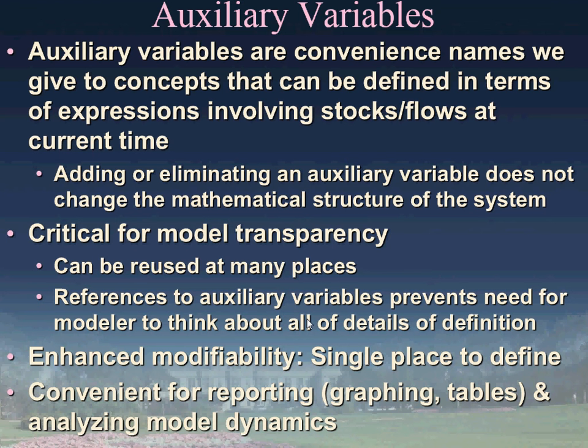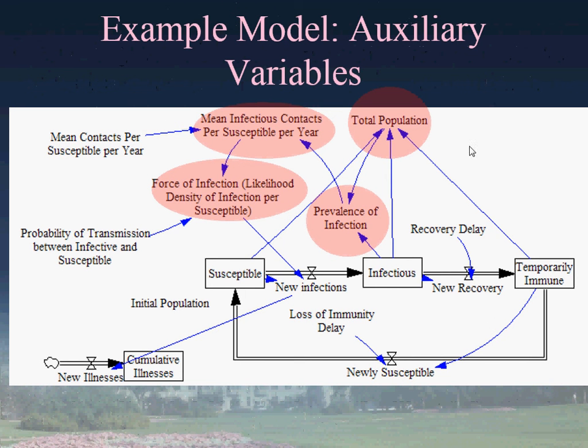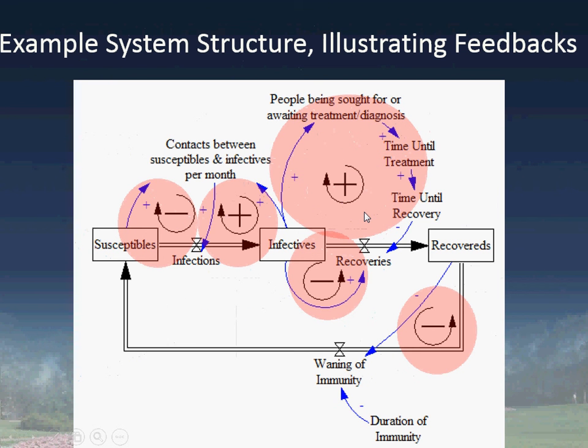In addition, in these models, we have auxiliary variables that are kind of convenience names for things like the total population or the prevalence of infection. These are sort of nice names for quantities that give us, say, the sum of this one plus this one plus this one, or the value of infectious divided by the total population. And we typically will put those into diagrams. Often associated with these diagrams are a set of feedbacks that we don't necessarily explicitly show, but which are very valuable to show where you can.